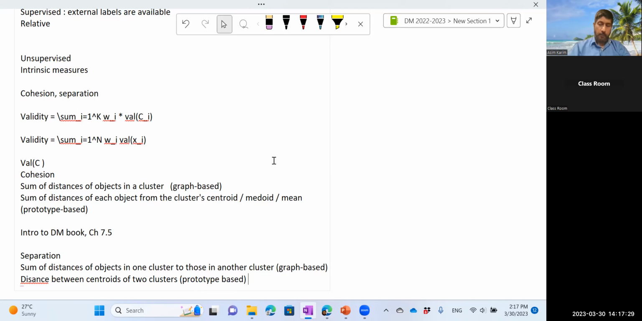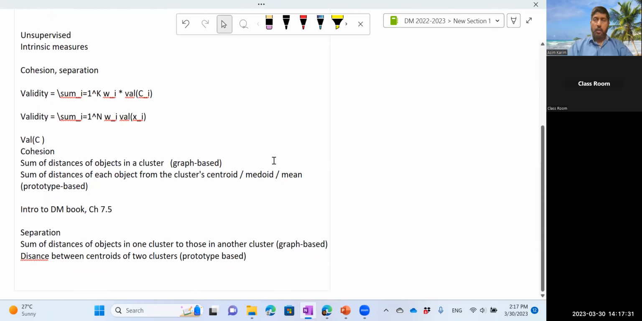And of course you can have many other measures as well. In the book you will see a table, I think table 7.5, with quite a lot of measures given, which you can look at later. There are some measures that are hybrid as well, that basically combine cohesion and separation together. They use the notion of cohesion as well as separation.